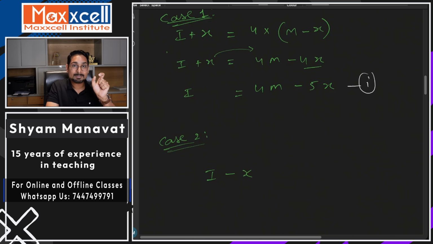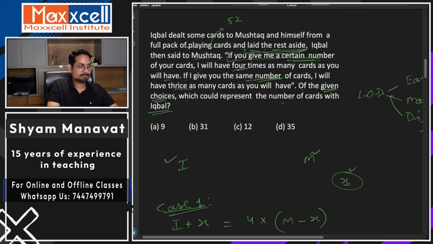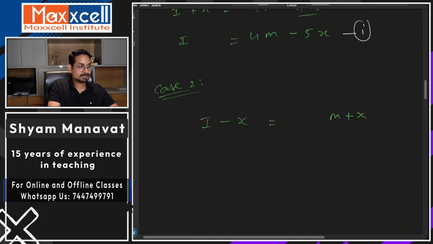Yeah, the same number of cards which they exchanged in the first case, so it has to be x, and Mushtaq will have m plus x. In that case, Iqbal will have, equal to, thrice means 3 times, three times the number of cards which you have. Yeah, this is the equation from case 2.